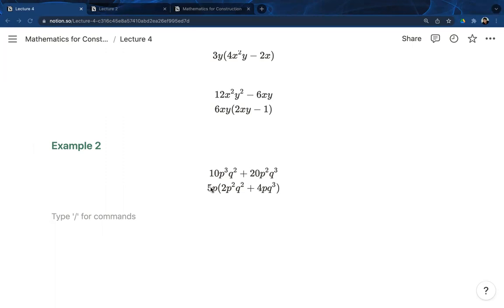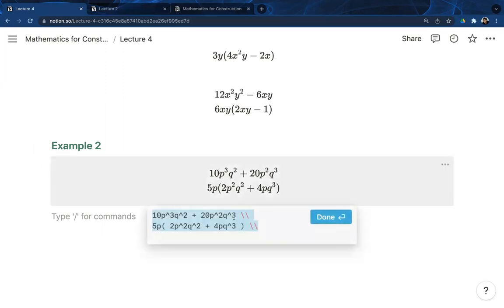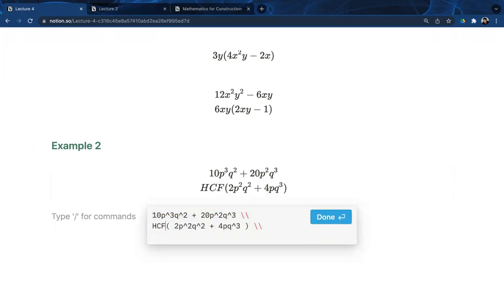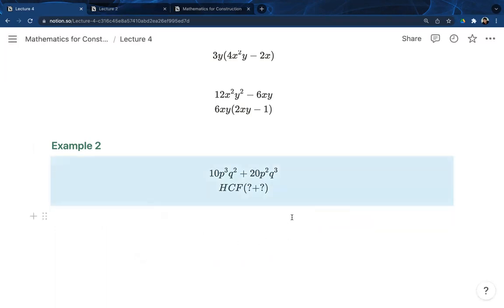That would be the HCF, right? What's the HCF for these two things here? So let me cancel this order here. I need HCF by something plus something. And I know the HCF is going to be positive, so I'll put it on the outside here. And I'll have a positive between the two terms in the brackets, right?